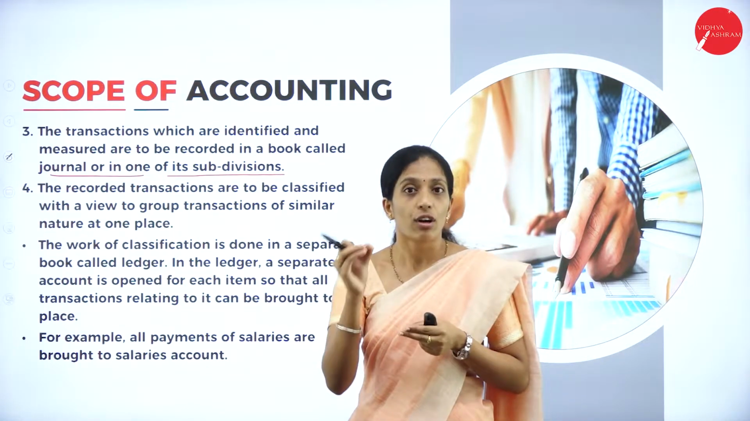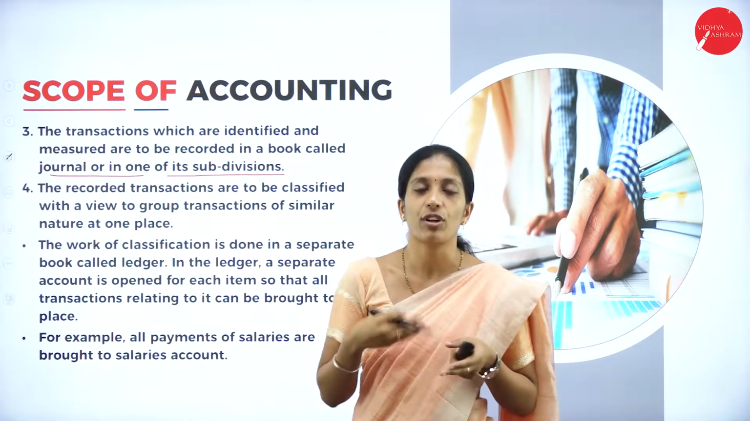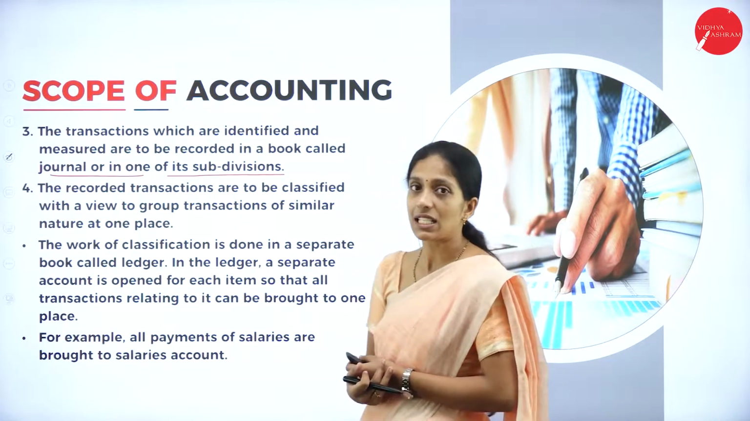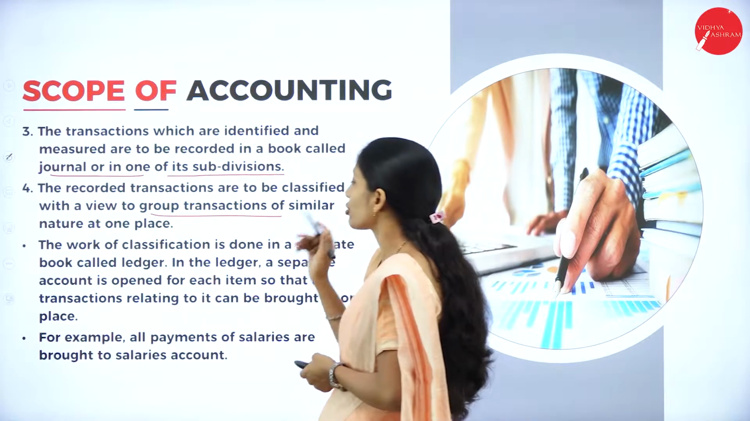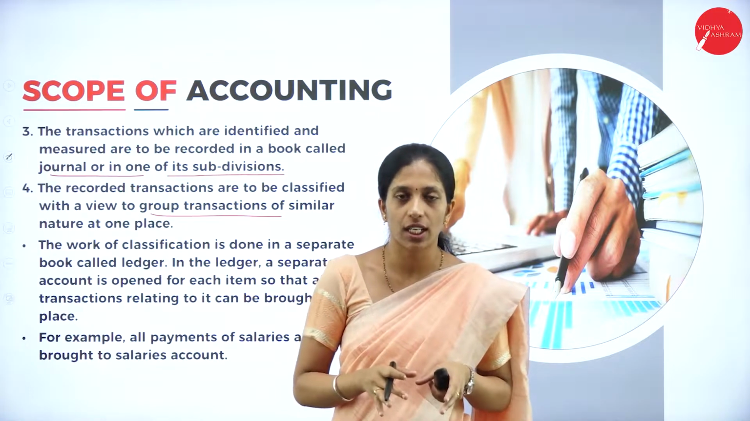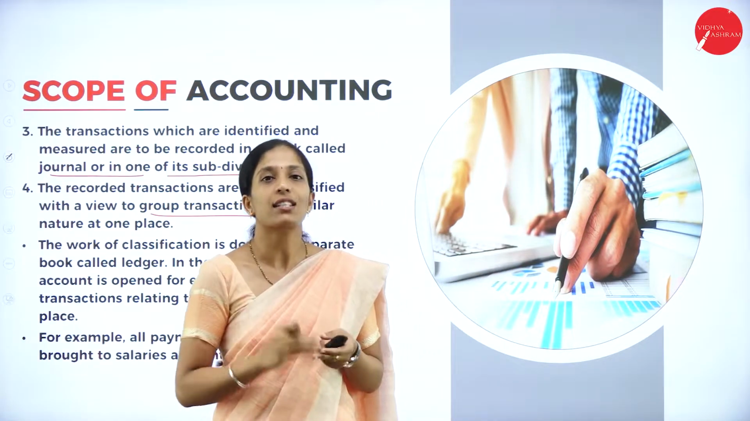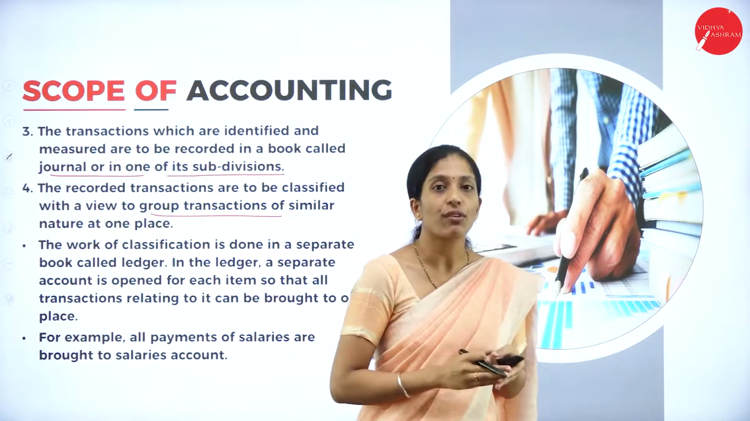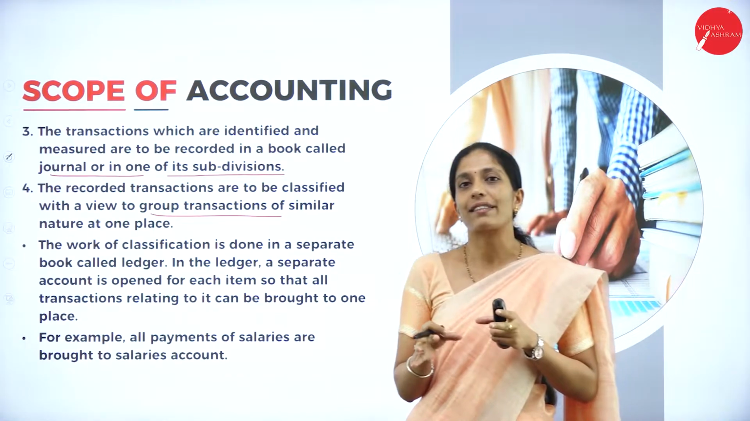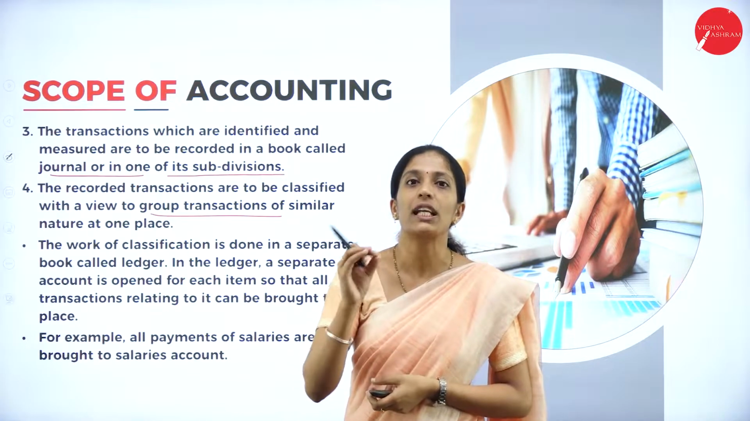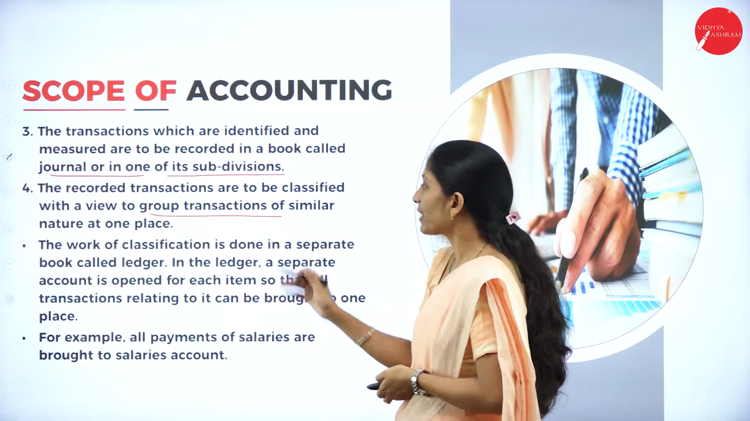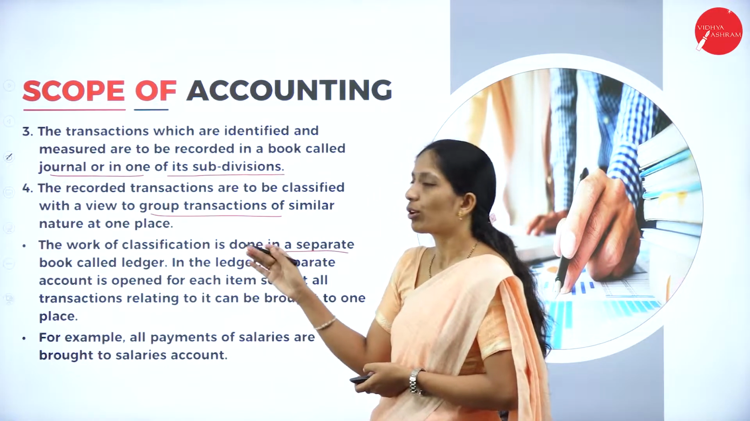So, the transactions are recorded in the form of entries in the journal for the first time in a chronological order. The recorded transactions are to be classified with a view to group transactions of similar nature at one place. So, after recording the transactions in the journal, next step is what? We have to classify the transactions. Depending upon the nature of the transaction, we are going to classify the transactions which are there in the journal into individual accounts, which is called as what? Ledger accounts. The work of classification is done in a separate book called ledger.